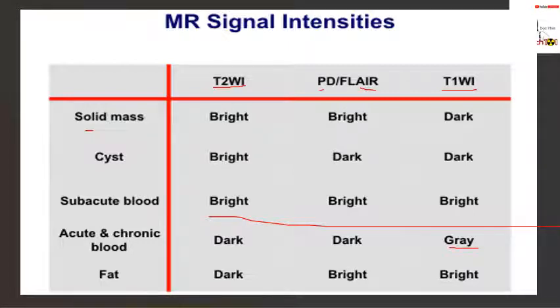Fat, sa T2 lang siya dark. Sa PD and sa T1, both bright ang appearance ng fat.